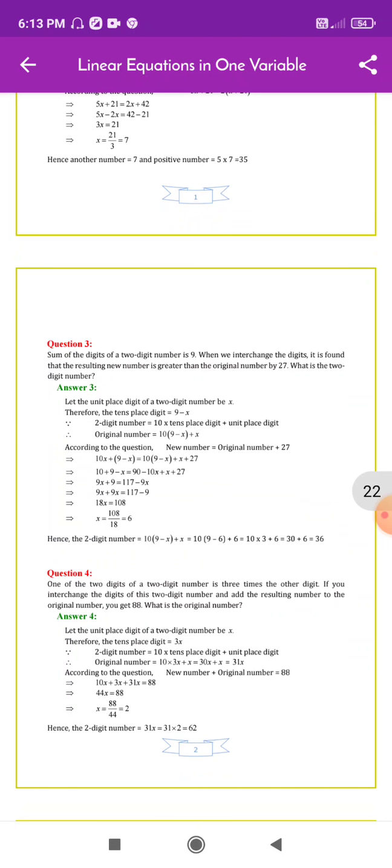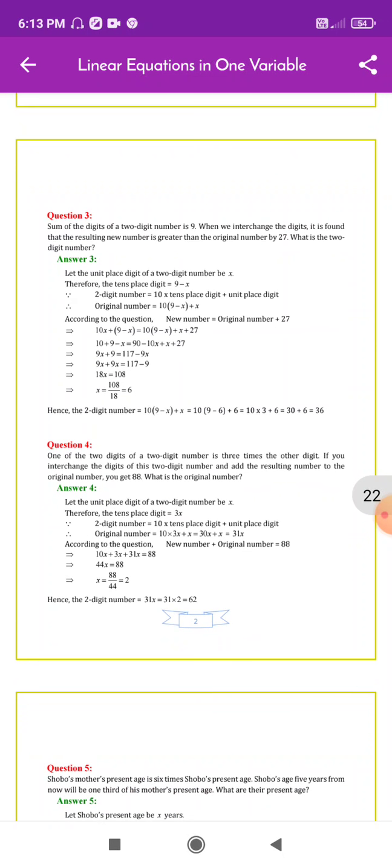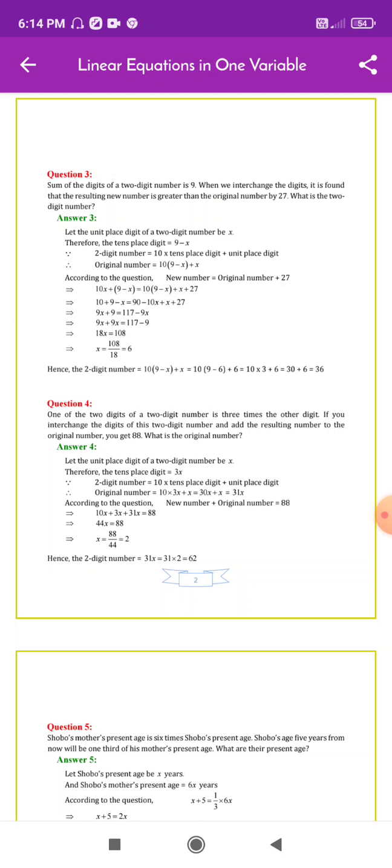Sum of the digits of a 2-digit number is 9. Means 2-digit number का answer होगा 9. When we interchange the digits, it is found that the resulting new number is greater than the original number by 27. Right? What is the 2-digit number? वो 2-digit number we have to find out. So let the unit digit be x. Okay. See, the question is asked, the tens place digit is how much, that is 9 minus x.